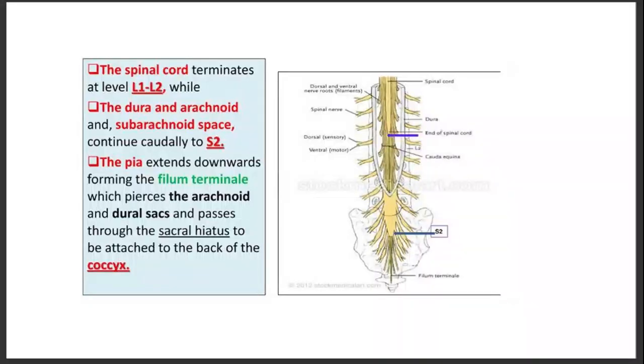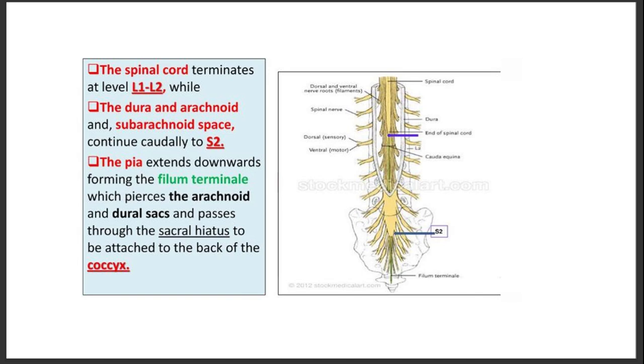The spinal cord ends at the level L1 to L2. The dura mater, arachnoid mater, and the subarachnoid space will continue going downwards. That is why for a lumbar puncture, you want to go below L2. You want to use the space L2, L3, or L3, L4. Those are the best spaces you want to use for a lumbar puncture, because going higher, you can injure the spinal cord.